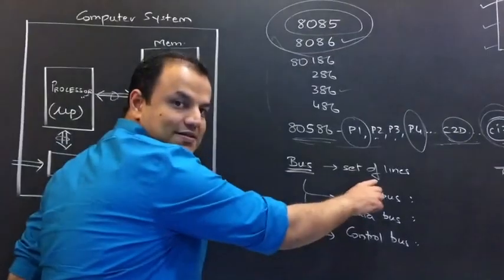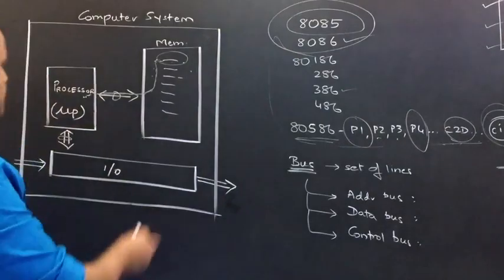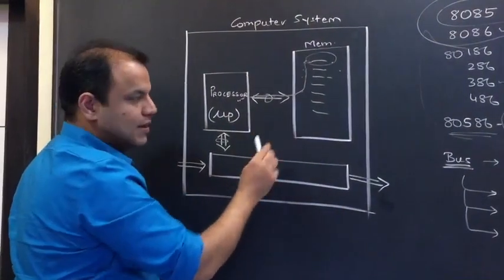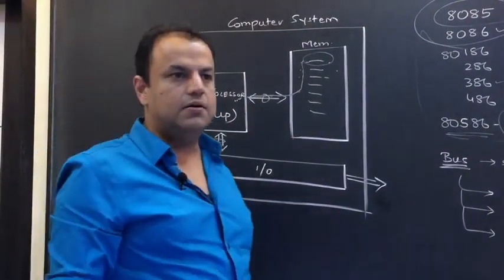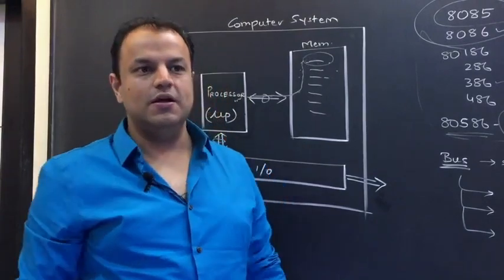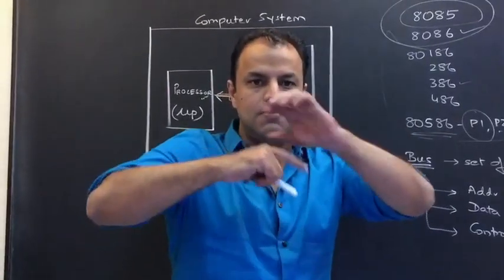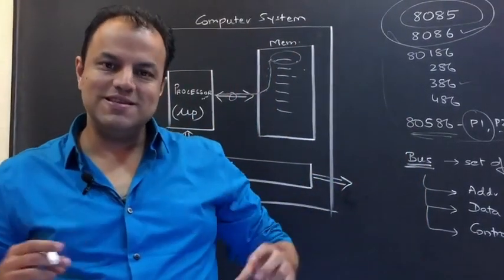Nothing else but a set of lines. If I wanted, I could have drawn individual lines, but that would just make the diagram too untidy, and it would be a stupid diagram to look at. So we combine them together, and that's called a bus. So a bus is a set of lines.